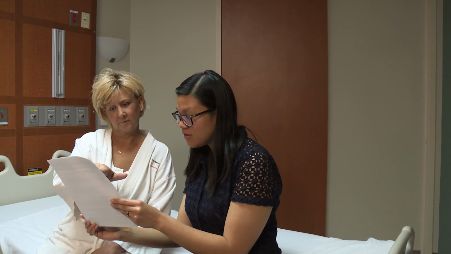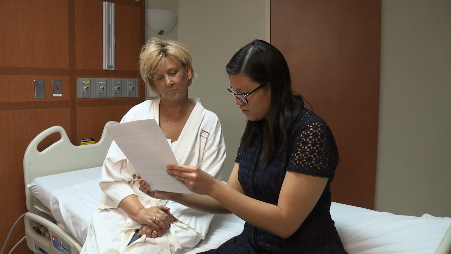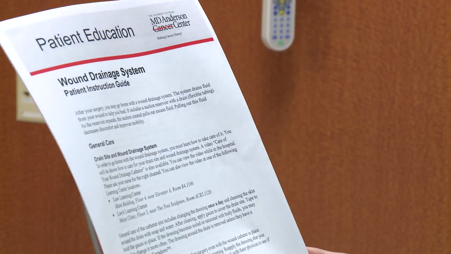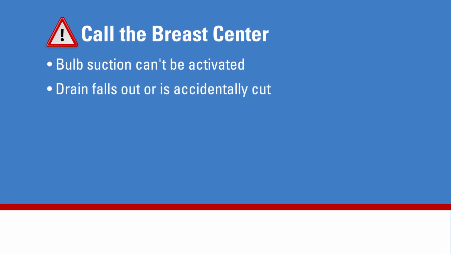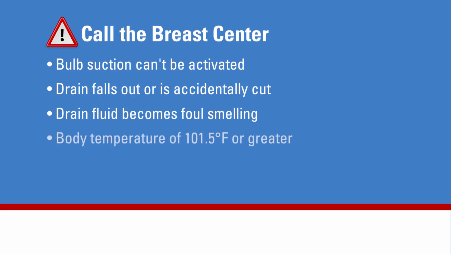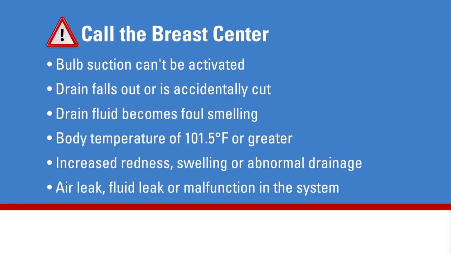You are responsible for the care of your incision and drain insertion site when you leave the hospital after surgery. It is important that you recognize any unusual changes with your incision, the drain, and the drain insertion site. Call the breast center if any of the following things occur. The bulb suction cannot be activated. The drain falls out or is accidentally cut. The drain fluid in the bulb has a foul smell. You have a body temperature of 101.5 degrees Fahrenheit or higher. There is increased redness, swelling, or abnormal drainage from the drain insertion site. There is an air leak, fluid leak, or any other malfunction in the system.